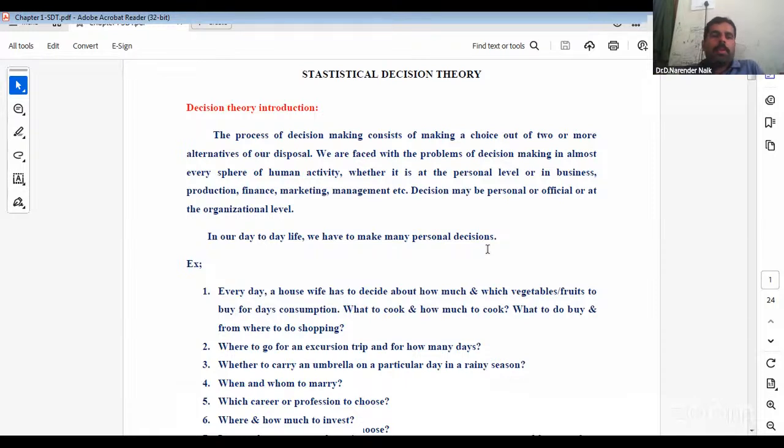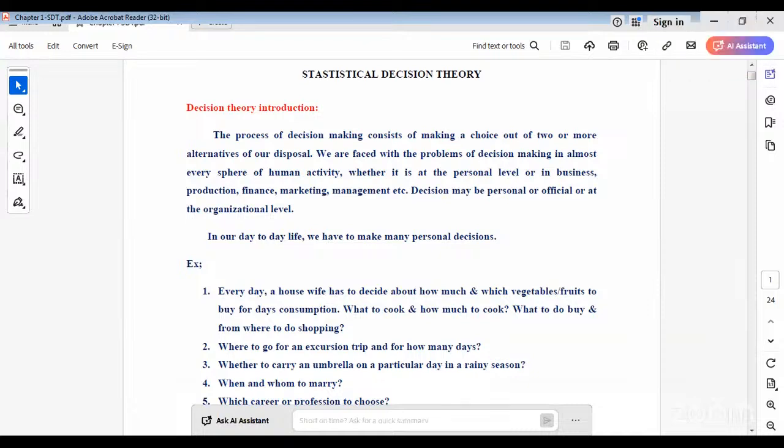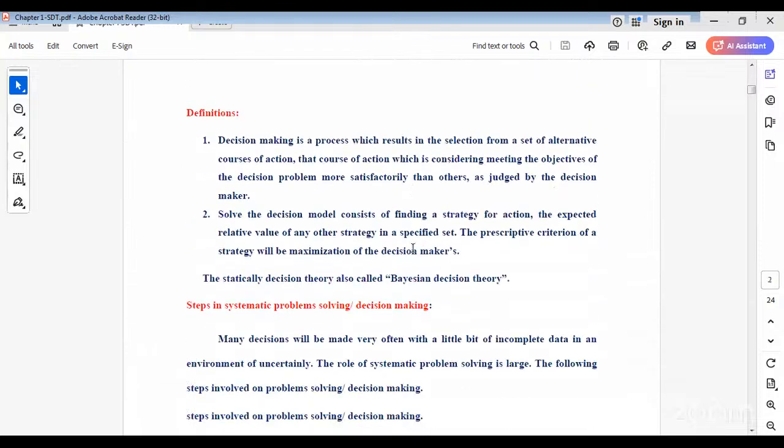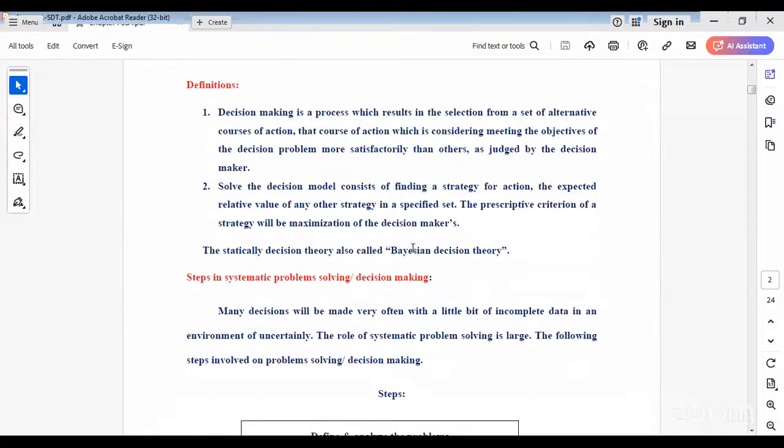See decision theory. The definition and examples we have seen yesterday. To complete all these things, yesterday we have seen. But once we are moving to the new topic, before that, let's go through once again. Here are the examples and the definitions. These are the definitions. Then steps in systematic problem solving here.